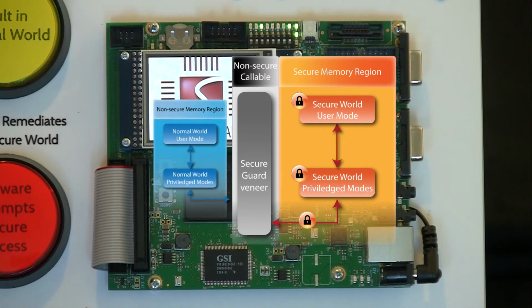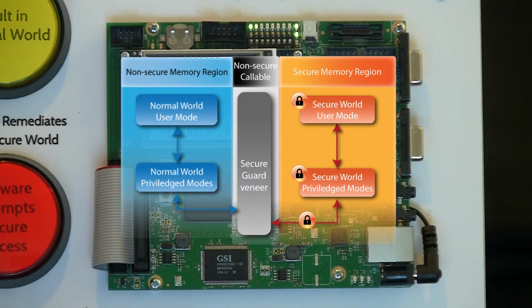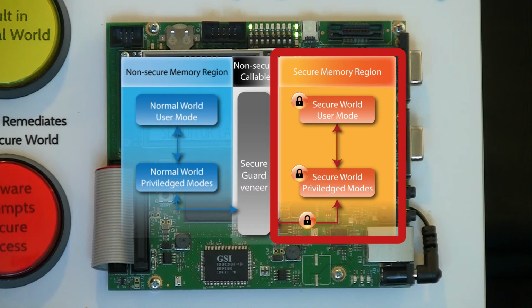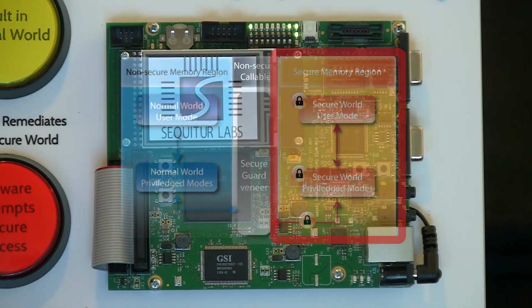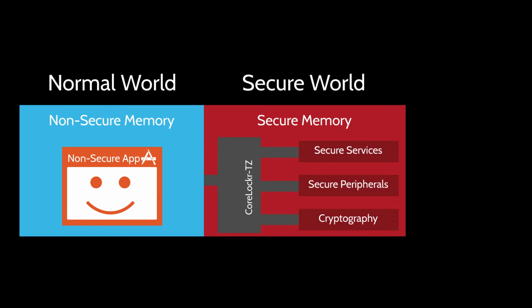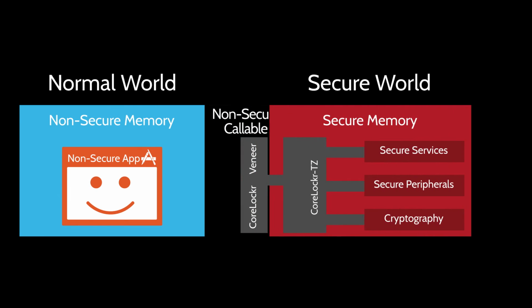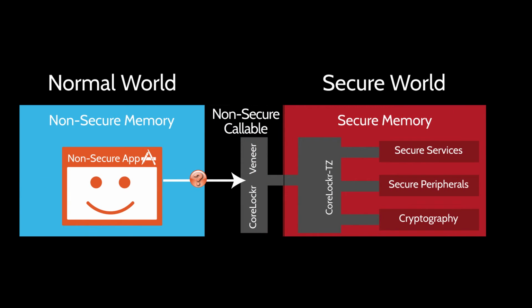However, its location in secure memory is unknown to non-secure applications. It is only accessible through its veneer that resides in another memory region known as non-secure callable, or NSC. Secure code developers can register secure functions as services with CoreLockrTZ's service registry. Non-secure code developers desiring access to these secure functions need only to call the CoreLockrTZ veneer in NSC memory. The veneer calls on CoreLockrTZ in secure memory, which directs the request to the appropriate secure function.